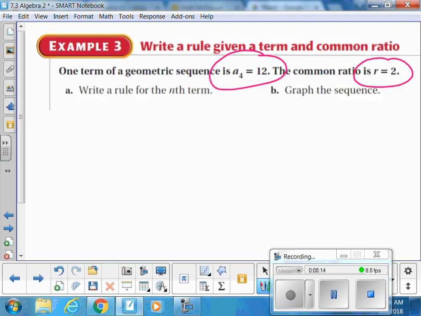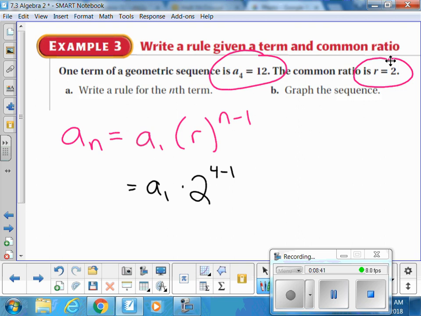Let me go ahead and explain how we're going to do it. We're going to use the formula of the day, the formula I put on the board. We're going to put pieces and parts in, but we don't know A1. So A1 will be what we are solving for, okay? So let's go ahead and put the 2 in for R. We're going to take this 4, and the 4 is going to be our n value, because the fourth term equals 12. So 12 will go over here. So when n equals 4, the whole entire equation would equal 12. Does it make sense how I said that? Mm-hmm. And then we just solve.